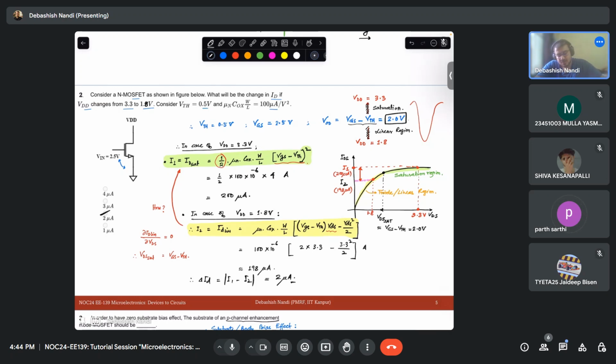Why so? If you see, this is the plot you are talking about. What will happen if you increase your VG? It will follow a different path. It will not increase in this direction, but will increase in this direction, right? So your ID is effectively increasing.